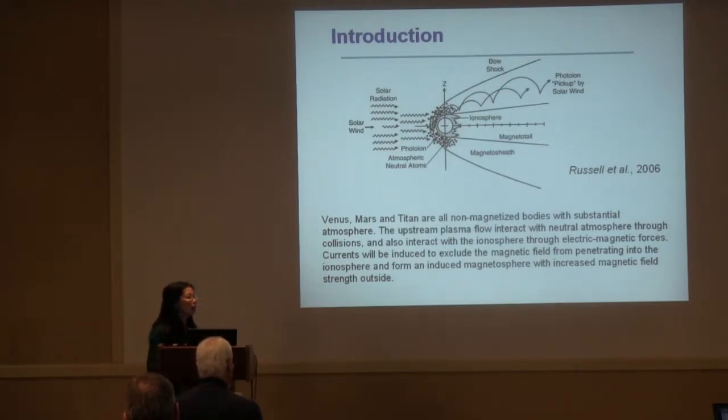Whether or not it can completely stop this penetration depends on the ratio of the solar wind dynamic pressure and the ionospheric thermal pressure, as Tom mentioned yesterday. Due to these induced currents, there will be a region outside this magnetosphere with increased magnetic field, which we sometimes call an induced magnetosphere, magnetic pile-up region, or magnetic barrier. And this region, of course, will directly interact with the ionosphere through transport of particles, momentum, and energy.